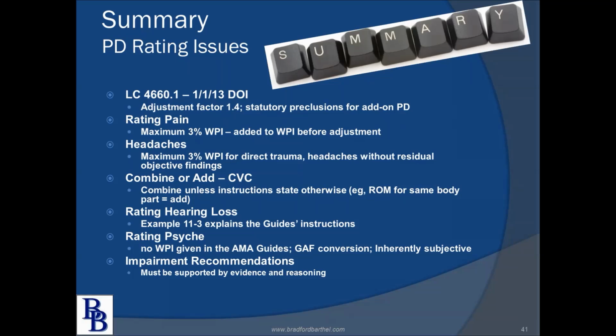So in summary, this is what we covered. We covered Labor Code 4660.1. We discussed rating pain. We discussed headaches, how to combine or add, how to rate hearing loss, how to rate psych, and impairment recommendations must be supported by evidence and reasoning. And I think I have a couple of minutes and I'm going to take questions that have been sent to us here. So let me see what I've got.